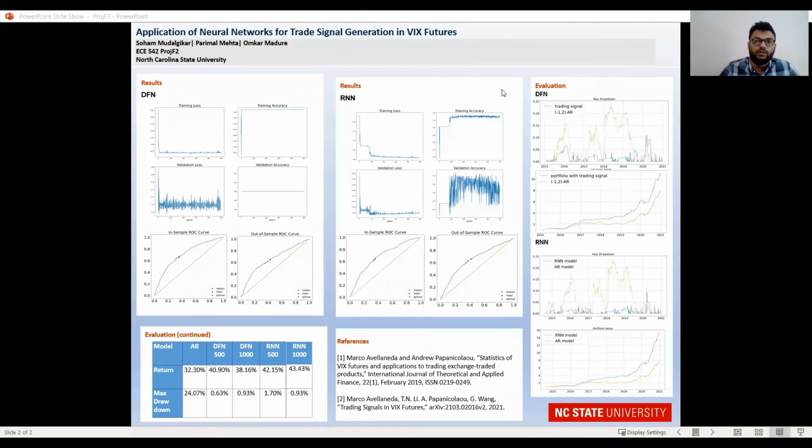Similarly, the rolling portfolio constructed using RNN model trade signal is consistent with AR model portfolio for training period, but for out of sample period, the RNN model outperforms AR model by large margins. At last, DFN, RNN, and classification tree models are compared with the rolling portfolio of going long on 1 month VX futures and short on 5 month VX futures.